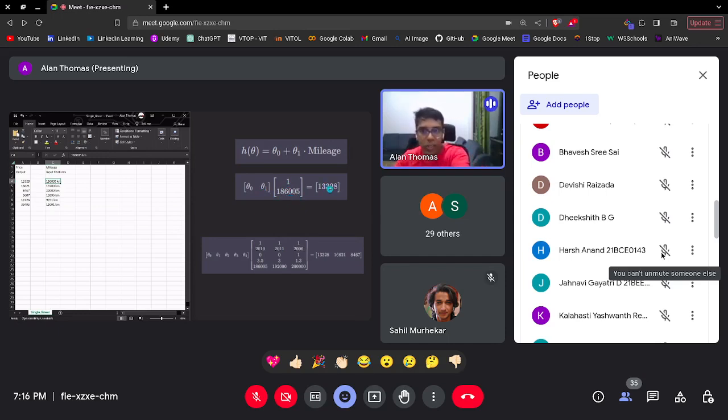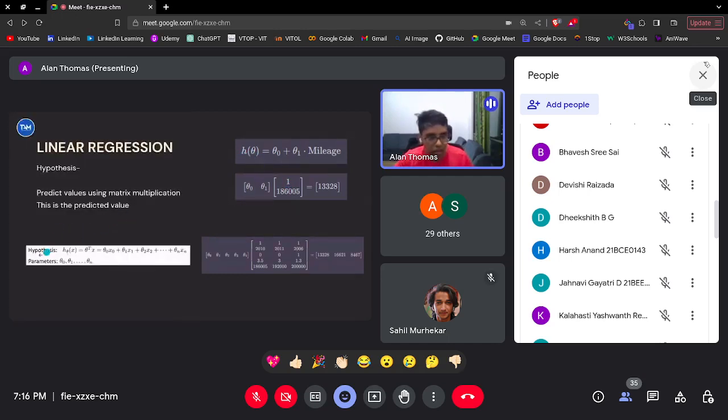I put an equals sign just to show you the structure of the matrix, what it will look like, but it will not actually be 133828. That is the actual value. What you will get with this multiplication is the predicted value, which is h of x, h of theta. If you look here, you will get a similar expression: hypothesis of x is equal to theta transpose x. Theta here is your parameters.